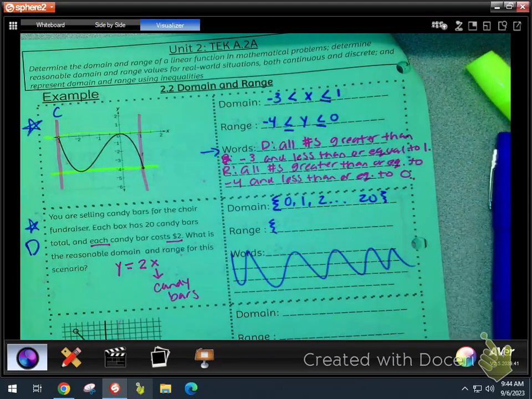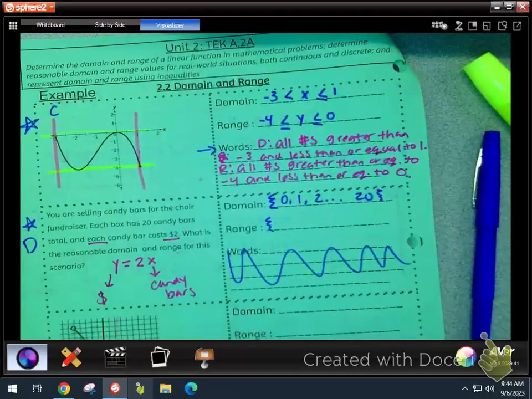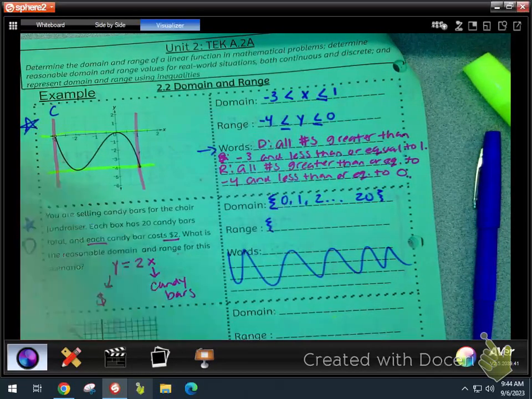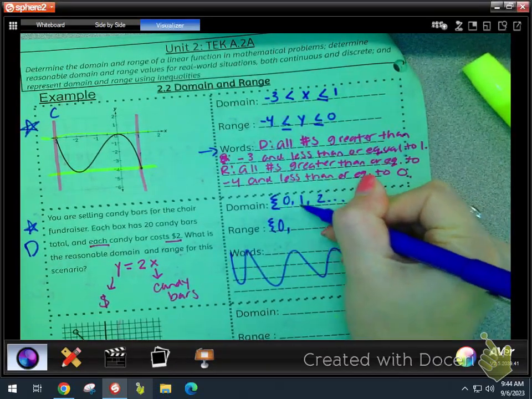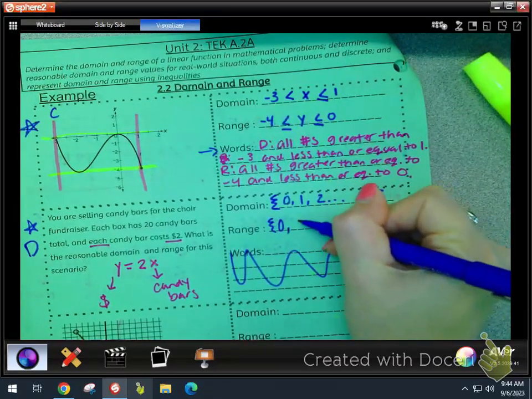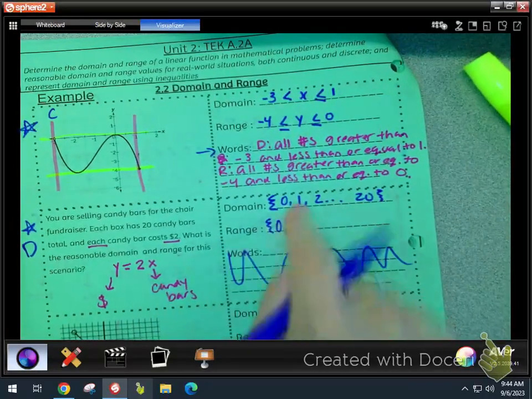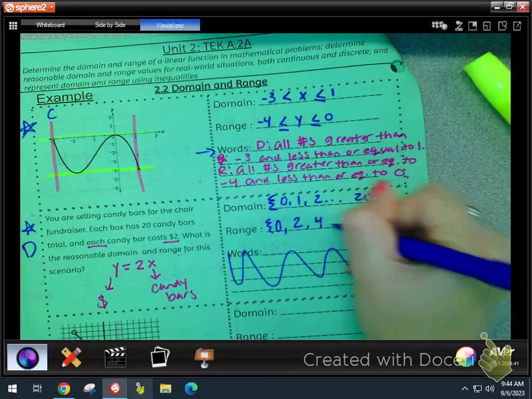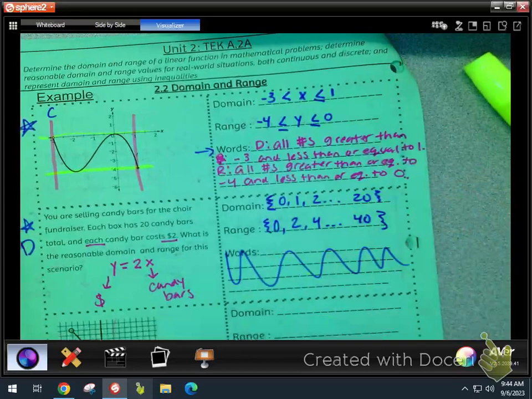Range, what does y represent? Money. How much money we make. So we sell no candy bars. How much money do we make? None. 0. We sell 1 candy bar. How much money do we make? 2. How do I know? They cost $2. 2 candy bars gets me dot, dot, dot. 20 candy bars gets me 40. And that's how you would write it right there.